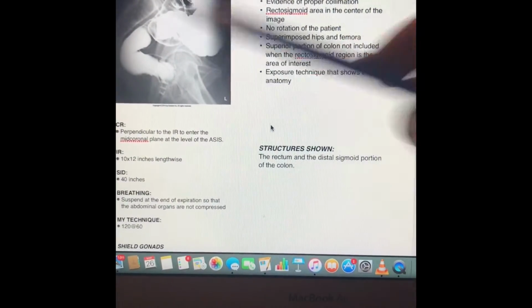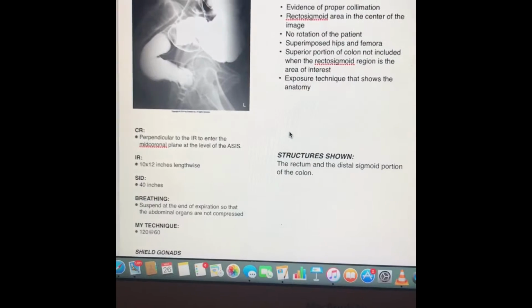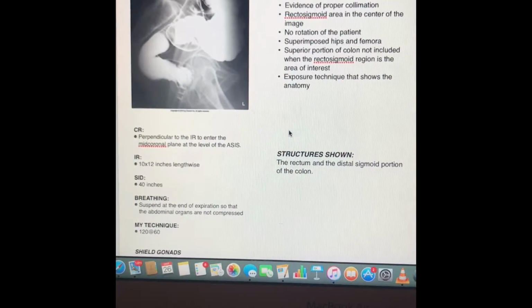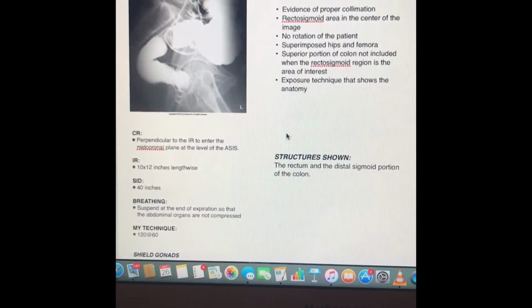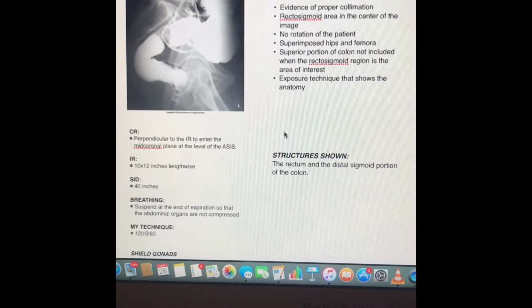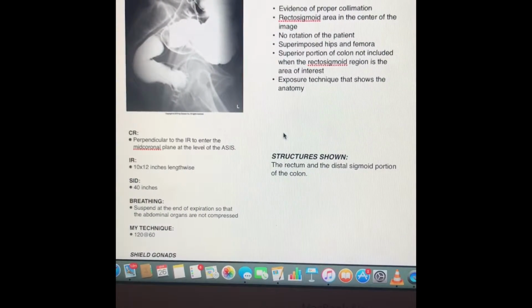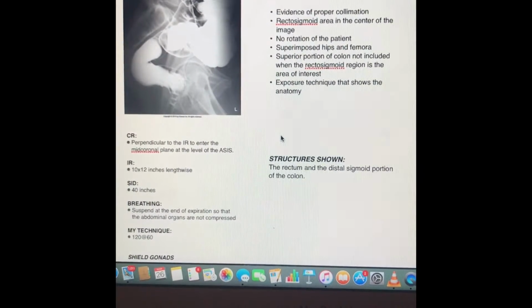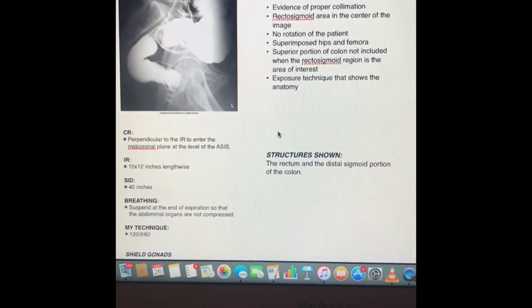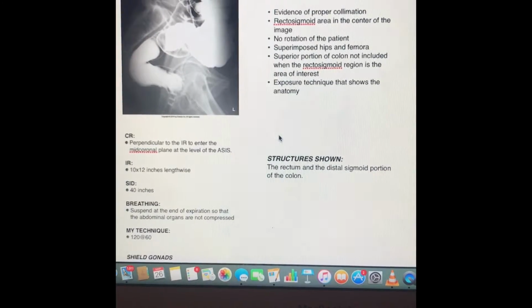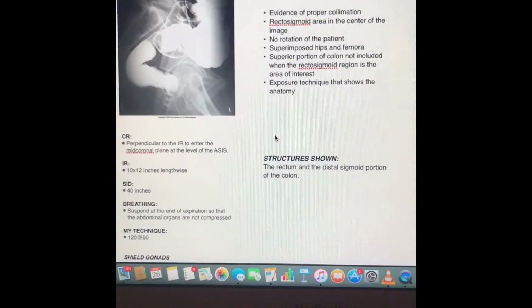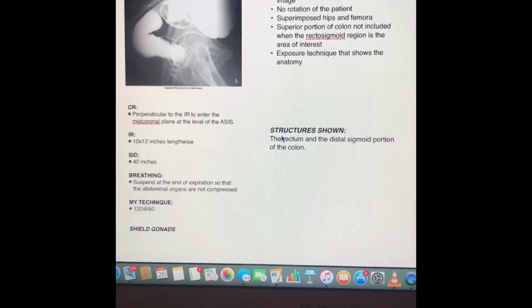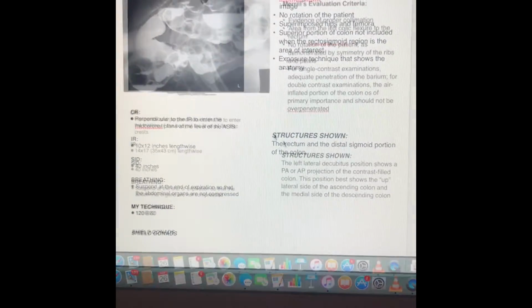Femurs and hips. So CR for this image is perpendicular to the IR to enter the mid-coronal plane at the level of the ASIS. IR, I used 10 by 12 inches lengthwise for this projection. SID was 40 inches, breathing suspended at the end of expiration so that the abdominal organs are not compressed. My technique was 120 at 60, and I shielded my patient.